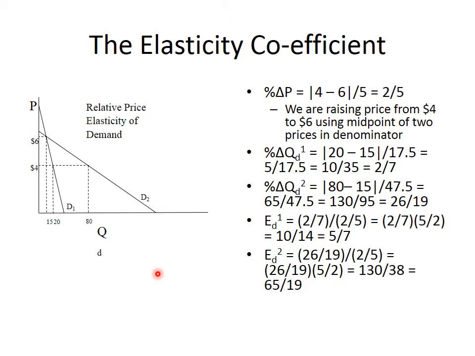Now let's look at an example of what we've been talking about. This brings us back to the graph of the relative price elasticity of demand for two products. We have the demand for product D1, the demand for product D2. We have a price change from $4 to $6, and because we're using the midpoint, it doesn't matter which way we go, up or down, it'll be the same elasticity. As far as the percentage change in price, the difference in price is $2 regardless. Then we use the midpoint, which we just discussed, and that will give us 2/5.